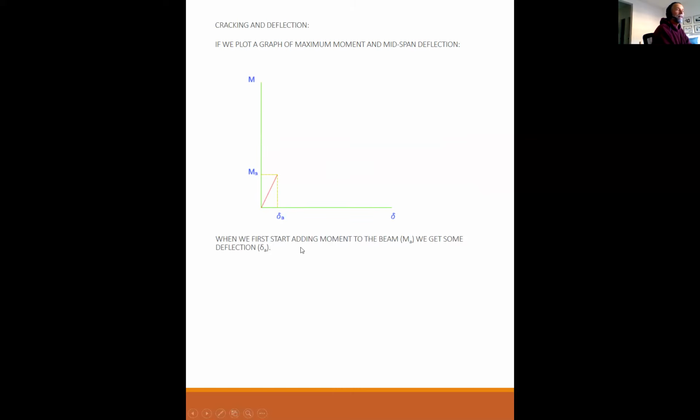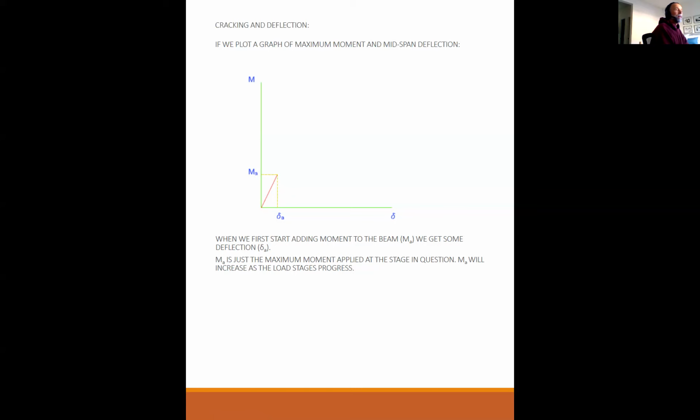So when we first start adding moment to the beam, M sub A, we get some deflections, delta A. M sub A is just the maximum moment applied at the stage in question. M sub A will increase as the load stages progress. So M sub A is just a placeholder.